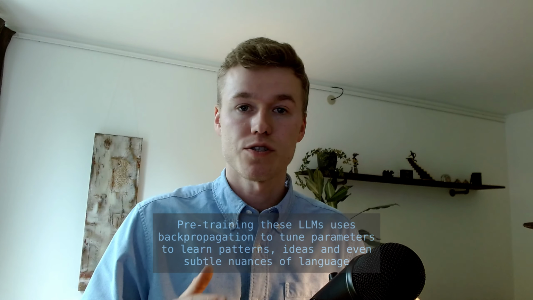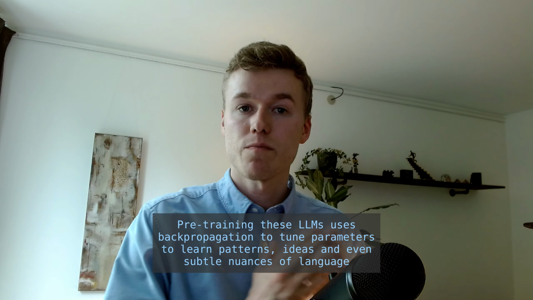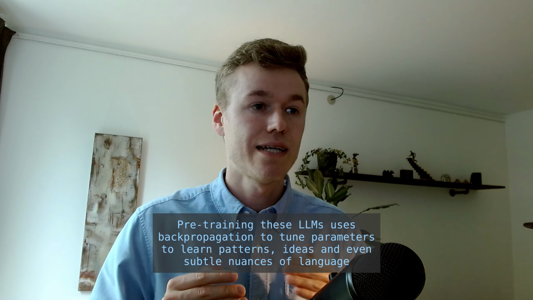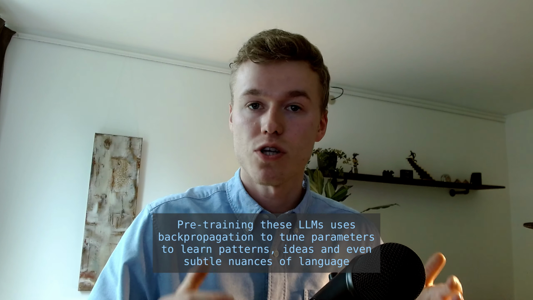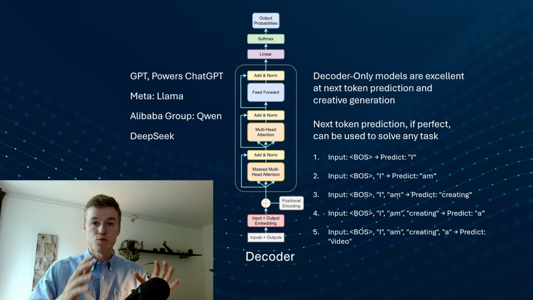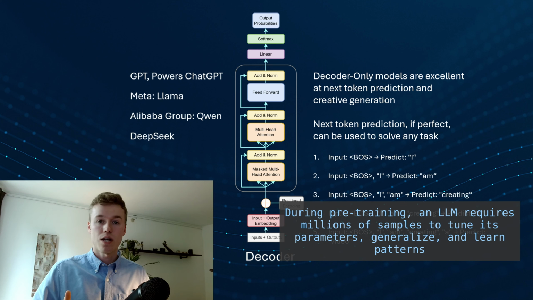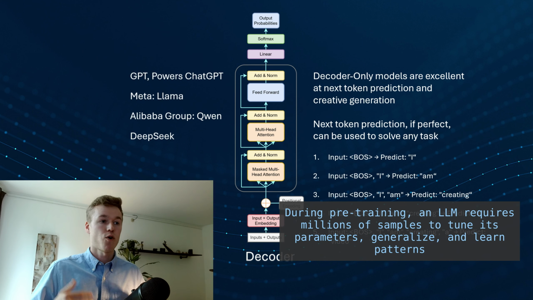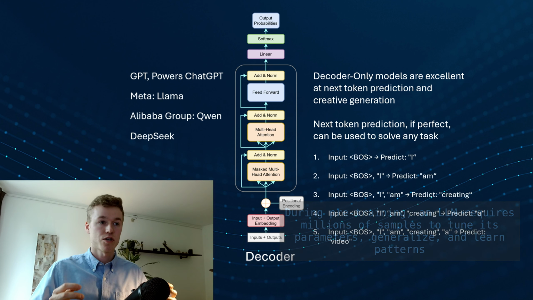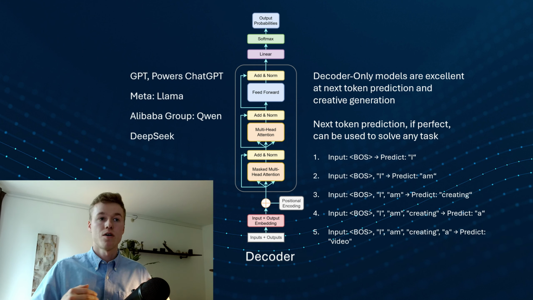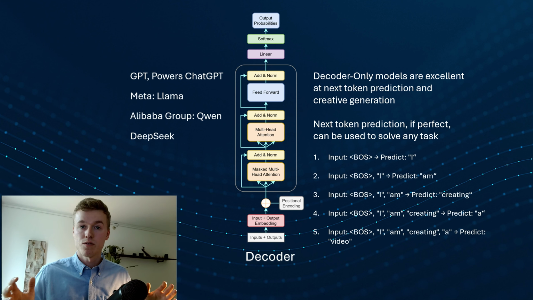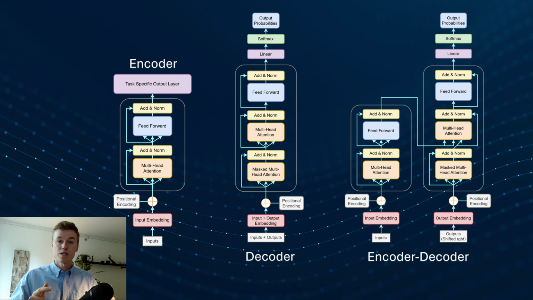This pre-training process allows the model to learn certain patterns or ideas or even subtle nuances of language. But really, to be able to pre-train these well-known large language models like ChatGPT or LLaMA, you would need millions or even billions of sentences for this to be possible, because these models contain sometimes more than 400 billion tunable parameters. Now, the decoder is not the only transformer architecture there is.